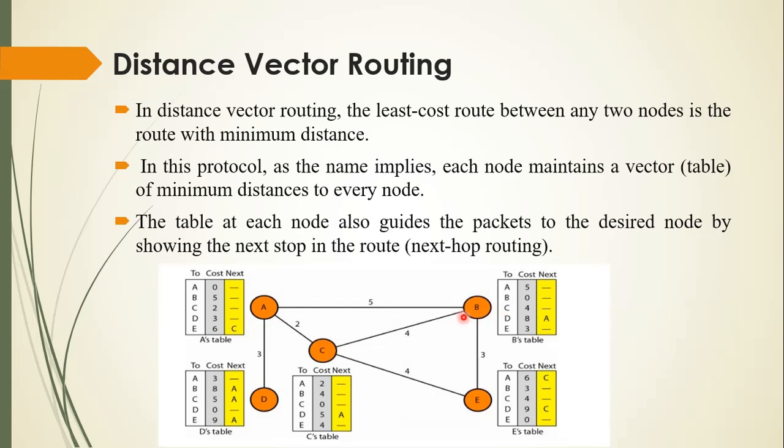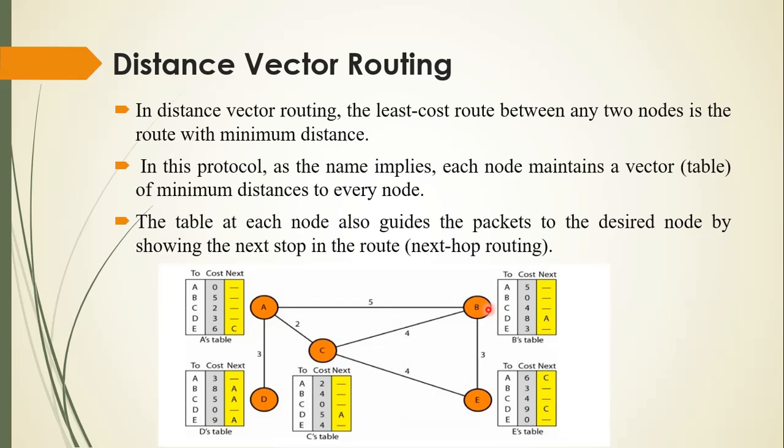Okay, so we will see B. We are considering from B. B to B distance is 0. From node to the same node we have to write 0. Now B to A, we have a 5. Now B to C we have a 4.